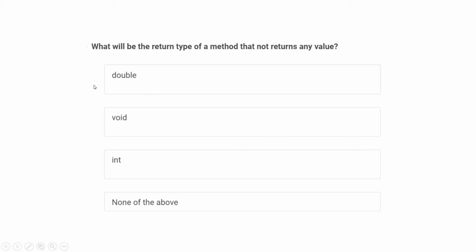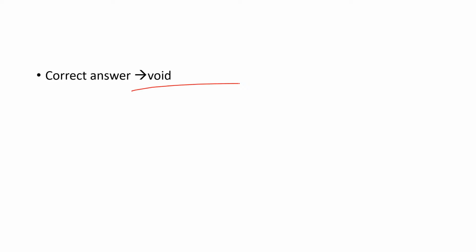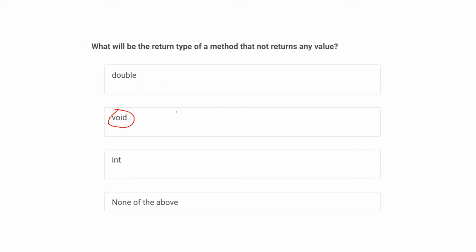So the question is, what will be the return type of a method that does not return any value? There are four options: double, void, int, and none of the above. The question may appear simple, and I hope you can easily tell the correct answer, which is basically void.